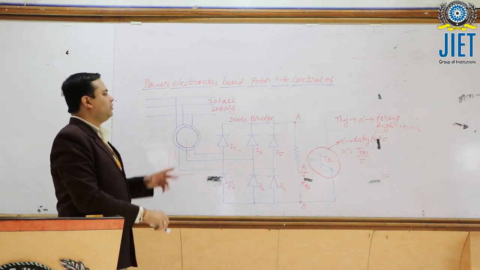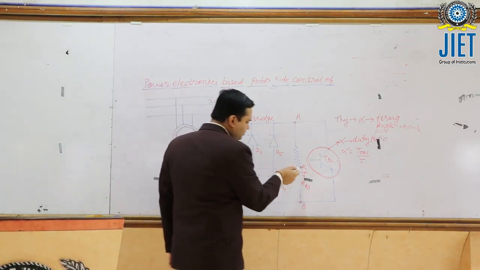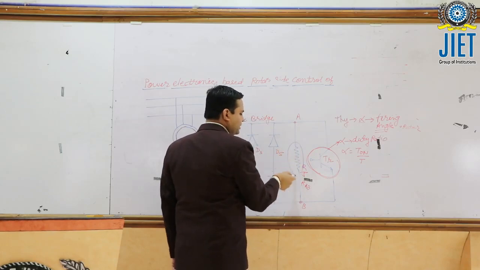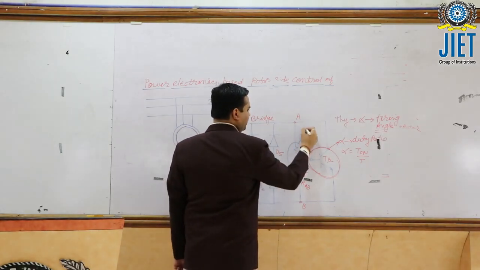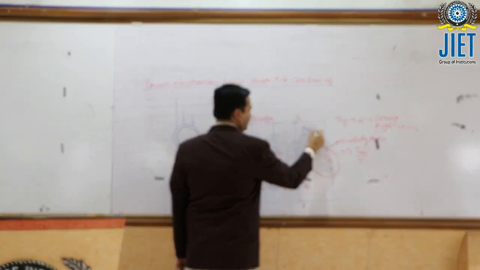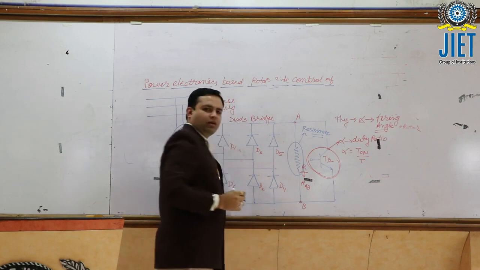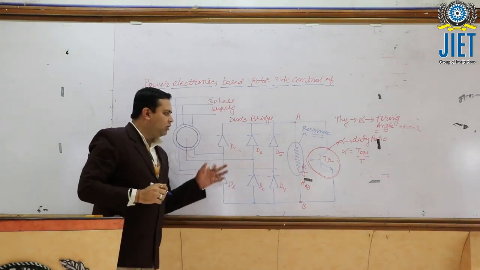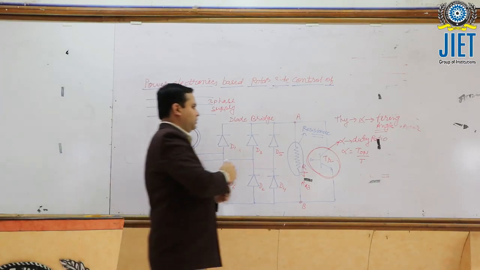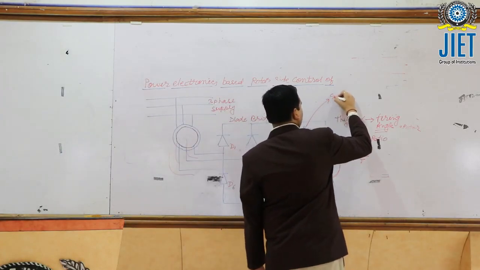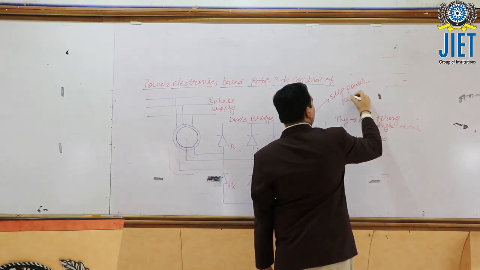Now what is the difficulty of this particular method? Again, the same thing. This is actually a resistance control method, and a lot of energy is wasted in the rotor resistance control. So we apply the third method, that is the slip power recovery.